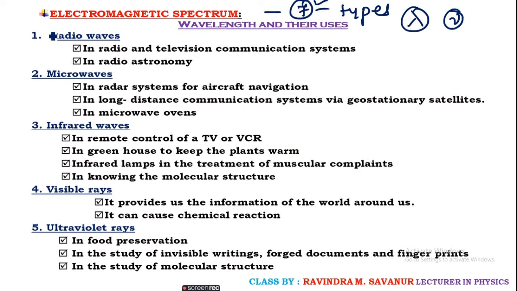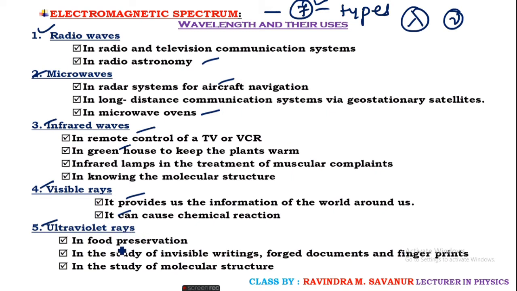Begin with radio waves. Here its application is given. It is utilized in radio and radio astronomy. The second one is microwaves, which are used in radar systems for aircraft and microwave ovens. IR rays are used in remote controls and greenhouses to keep the plants warm. Visible rays provide information about the world and can cause chemical reactions.